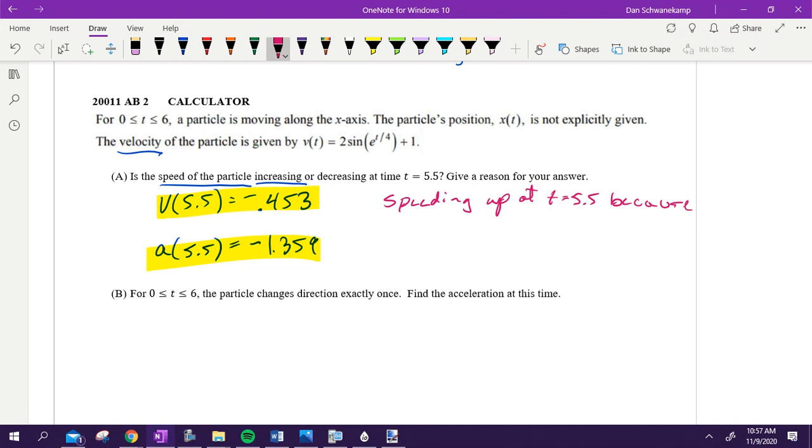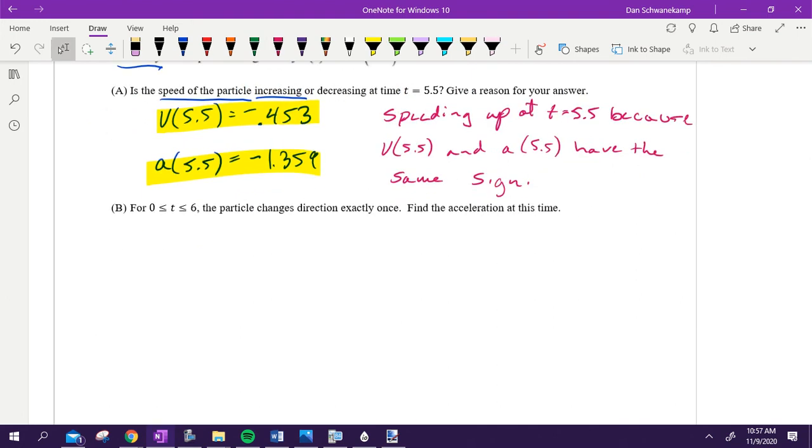It is speeding up at that time because why, Luke? What can we say? They have the same sign. Great. That's what we're looking for. Speeding up, slowing down, we're looking at velocity and acceleration. If they are the same sign like this one, we are speeding up.